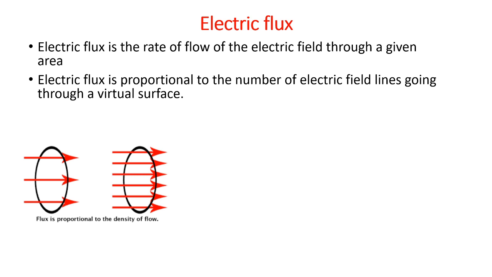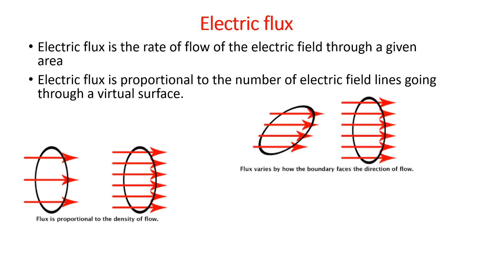So that is the first part. Second, the flux varies by how the boundary faces the field of flow. If you see in the first diagram, it is the same circle, but the circle is inclined. When the circle is inclined, the number of lines passing through it is less. The line direction is the same; we are not inclining the line direction, only the circle is inclined.